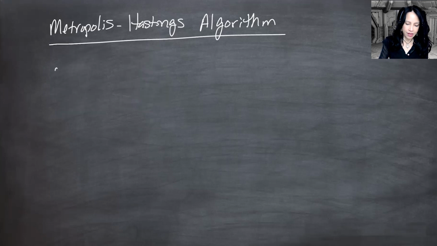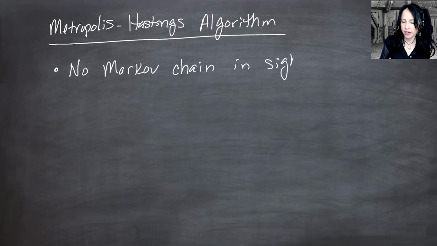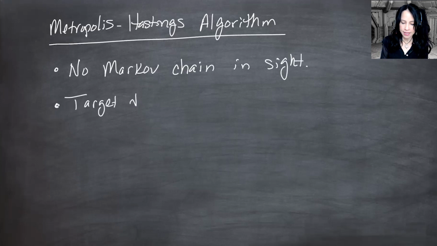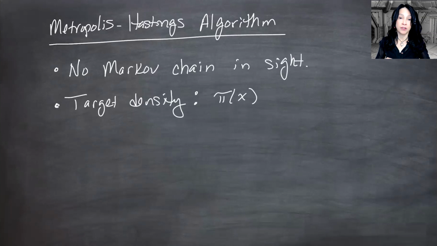Okay, so I just want to start out to be clear. There is no Markov chain in sight. You are not working with a Markov chain here. We're going to create one though. And you have a target density or PDF. We could call f of x, but I'm going to call it pi of x. X can be high dimensional. It could be really high dimensional. I've used this algorithm on 30,000 dimensional vectors.